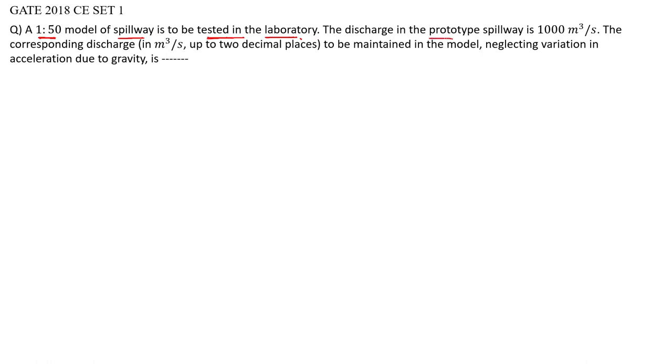The discharge in the prototype, Qp, of a spillway is 100 meter cube per second. So this is our design discharge. The corresponding discharge in meter cube per second, up to 2 decimals, to be maintained in the model, neglecting the variation in acceleration due to gravity. See, when there is a fill in the blanks question, you always need to be careful up to how many decimals they asked, whether 2, 1 or 3 decimals. It means that acceleration due to gravity in the model equals acceleration due to gravity in the prototype.